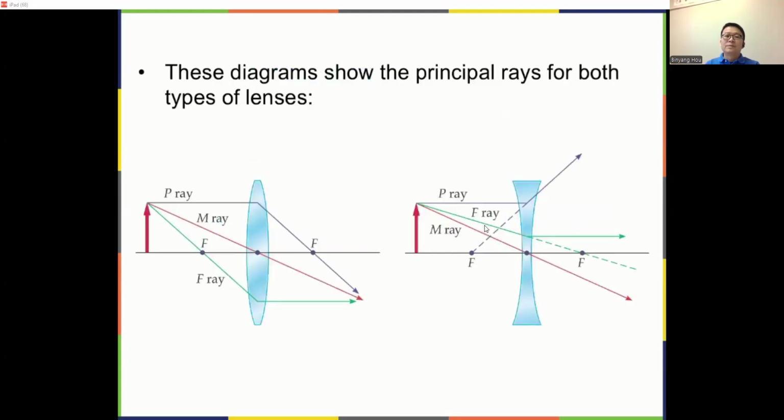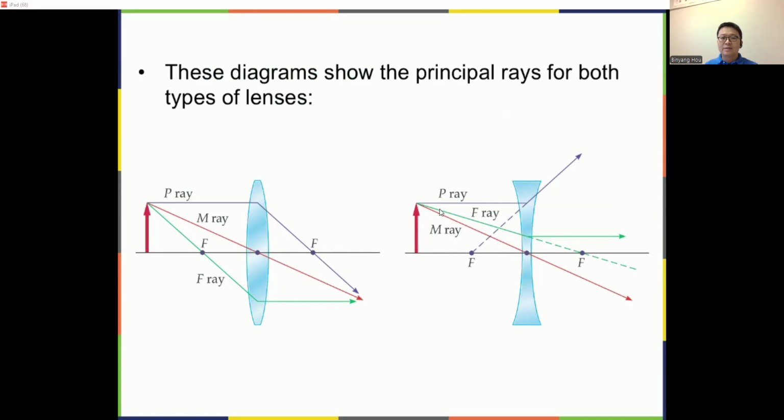All right. So using those three principal rays, we can trace the image just similarly as we did for the mirror. So three rays, again: the P ray, parallel to the principal axis, will be deflected going through the focal point. The midpoint ray will just go right through, and the focal ray, the F ray, drawn through the focal point, deflects parallel to the axis for the convex lens.